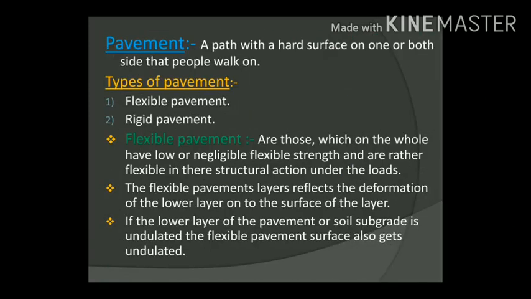Pavement. A pavement is defined as a path with a hard surface on one or both sides that people walk on. Types of pavements. The types of pavements are flexible pavement and rigid pavement. Flexible pavements are those which on the whole have low or negligible flexural strength and are rather flexible in their structural action under the loads. The flexible pavement layer reflects the deformation of the lower layer on the surface of the layer. If the lower layer of the pavement or soil subgrade is undulated, then the flexible pavement surface also gets undulated.